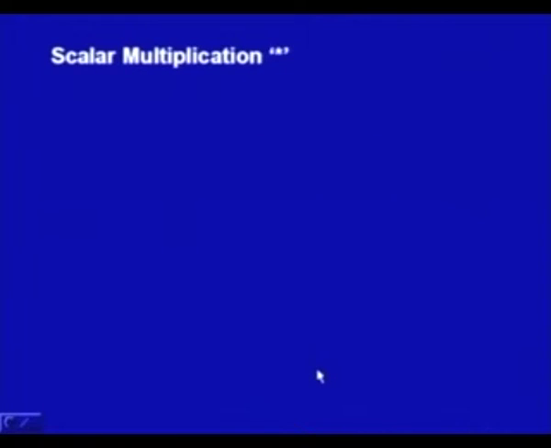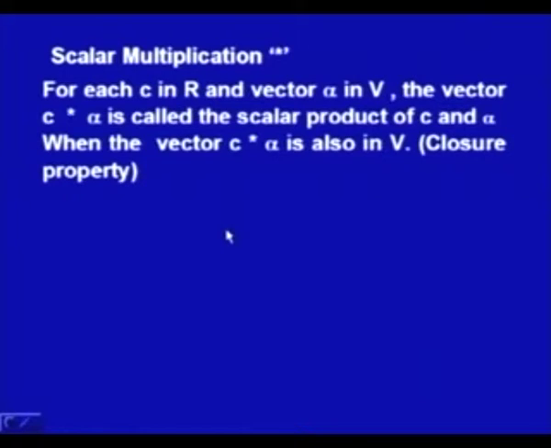Similarly, scalar multiplication also has to satisfy certain properties. First is the closure property. By this I mean that if there is a scalar C in the set of real numbers R and a vector alpha in V, then the vector C star alpha is called the scalar product of C and alpha. And if C star alpha is a vector and it is also in V, then we say it satisfies the closure property. So, scalar multiplication satisfies the closure property means that C star alpha is also in V for any given scalar C.